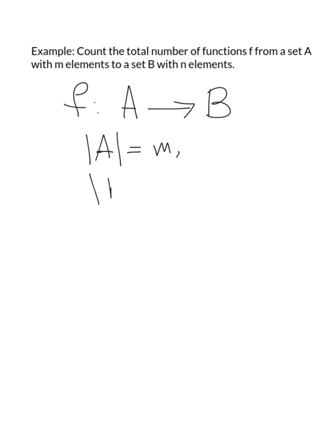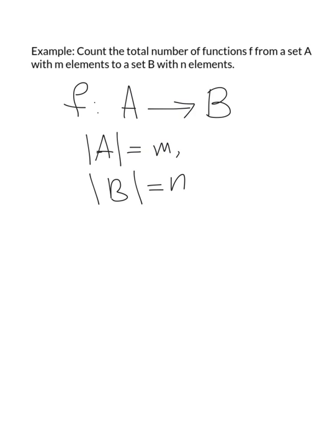The next example asks the following. Count the total number of functions f from a set A with m elements to a set B with n elements. So the problem asks, find all the possible functions that go from a set A into a set B, where the cardinality of A, or the number of elements in it, is finite and is m, and the cardinality of B is finite and is n.